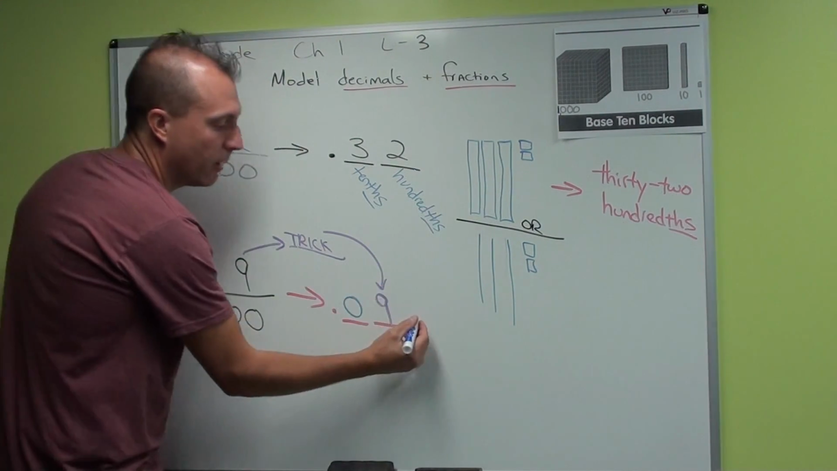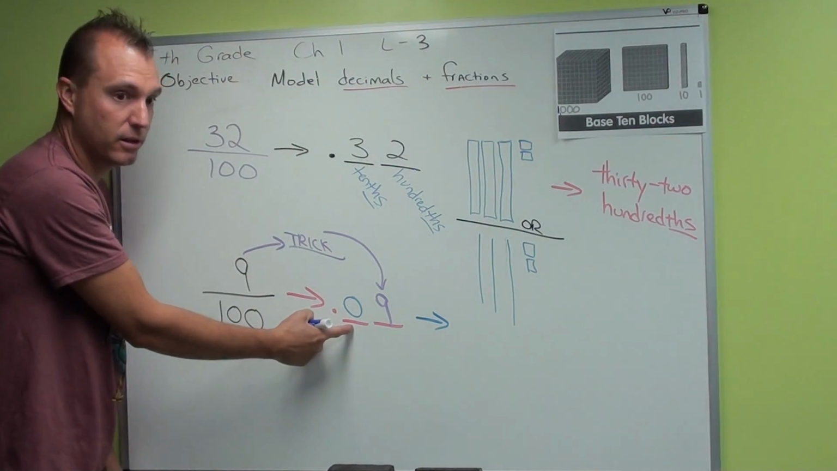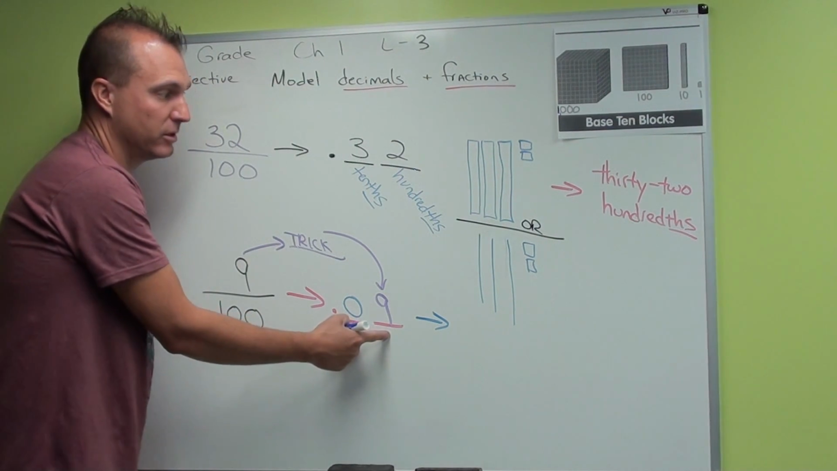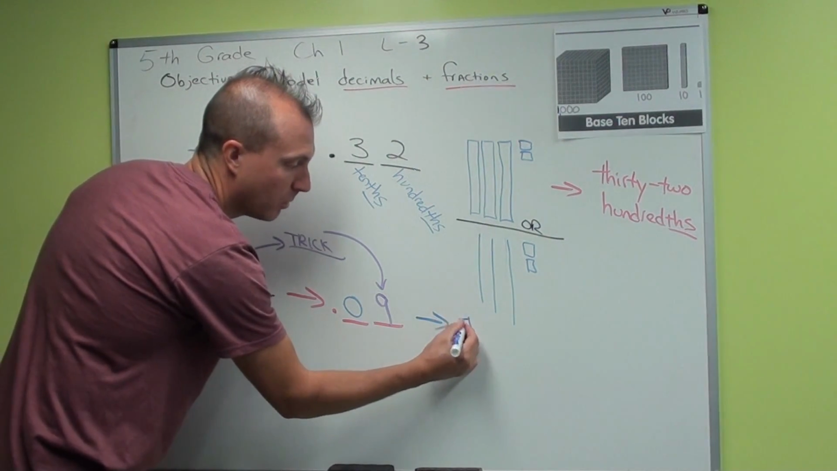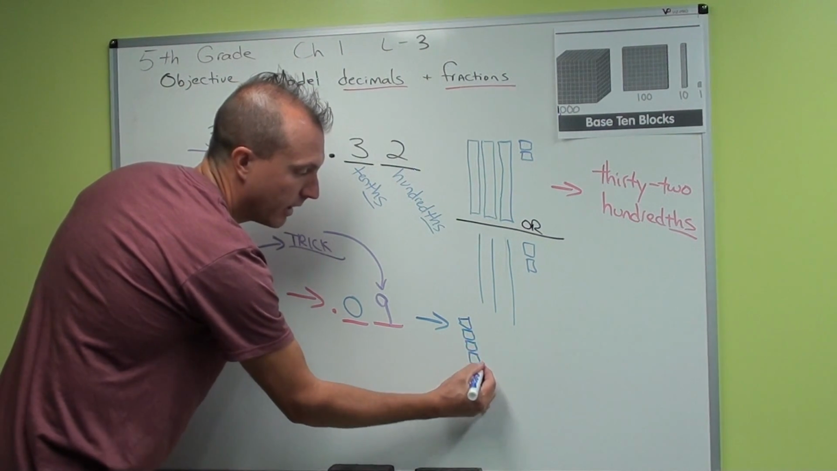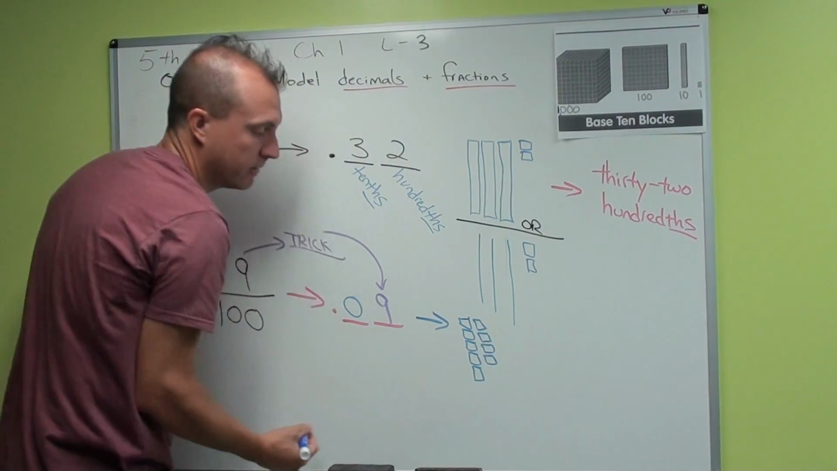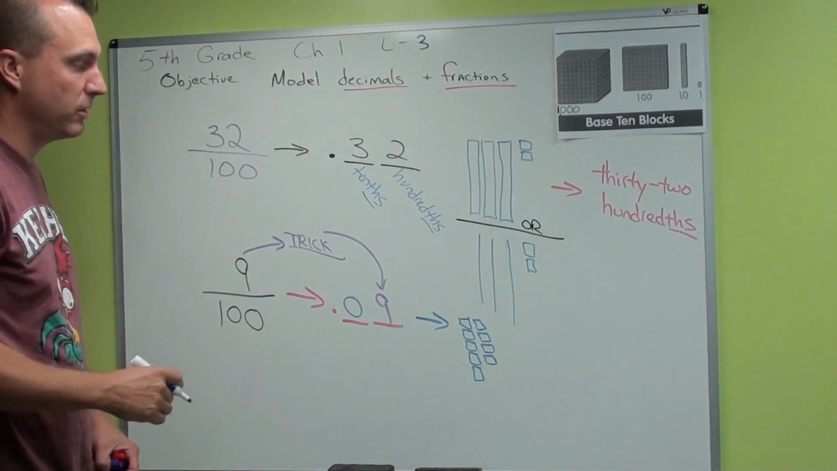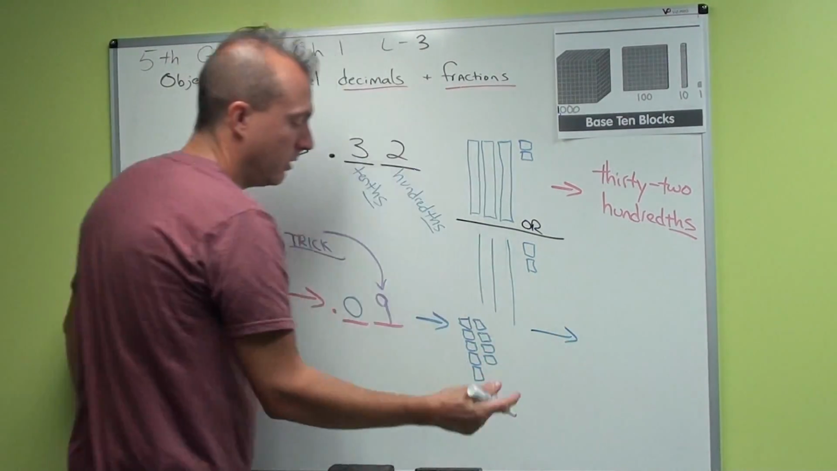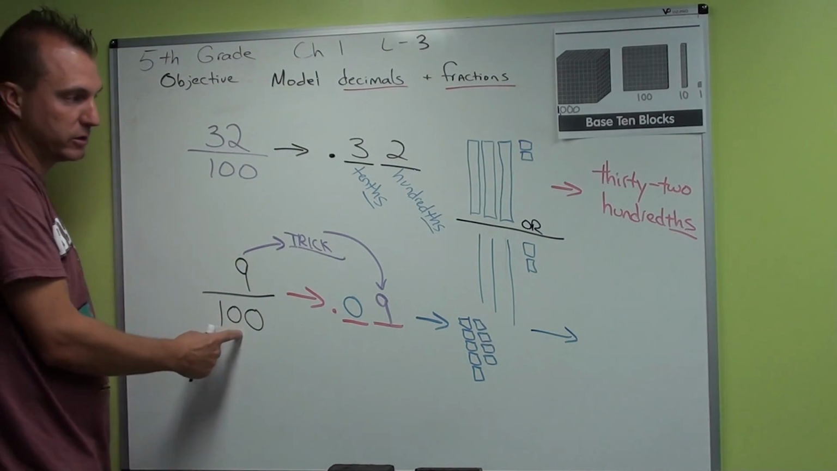Then we go over and we draw it. It's in the hundredths. Are there any tenths? Nope. 9. That means 9 singles. So we can just go like this. 1, 2, 3, 4, 5, 6, 7, 8, 9. 9 singles. Done. Finished with that. Okay? And then we go on to our word form. Look at your fraction. It's the easiest way to read it. 9 hundredths. Alright?